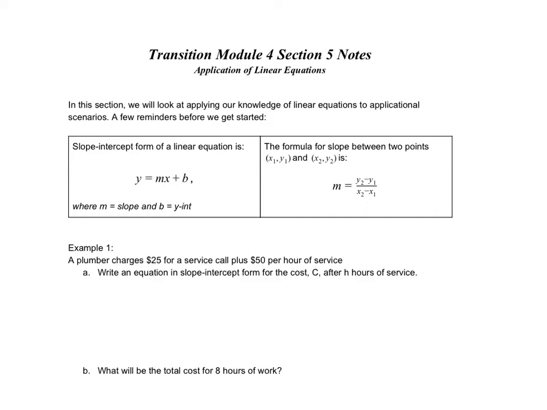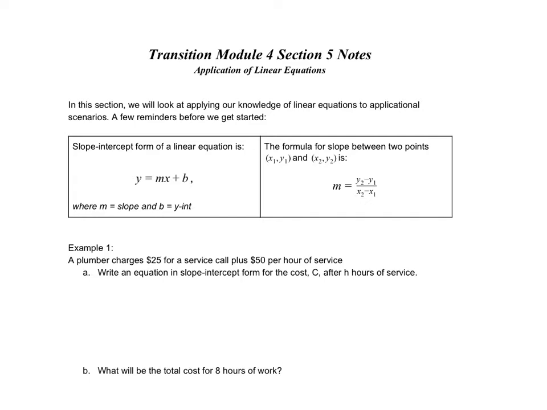In section 5, we're going to take a look at application of linear equations. So we're going to use what we know about the equation of a line and the formula for slope to apply it to word problems. Just a reminder, the equation for a line is y equals mx plus b, where m is the slope and b is the y-intercept, and the formula for the slope between 2 points is y2 minus y1 over x2 minus x1.